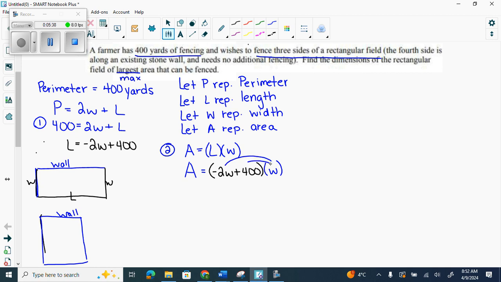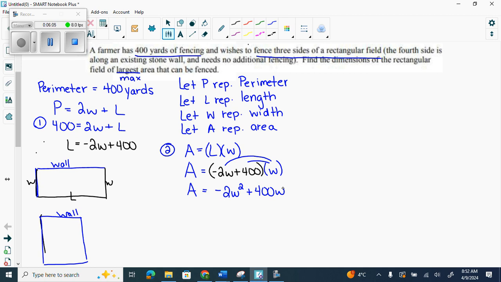Now, if you don't distribute, you're going to be doing the product rule with polynomials, which would take way longer. So I'm going to distribute, and I'm going to get area equals negative 2W squared plus 400W. Now, this is area, correct? To get the maximum area in grade 11, like I said, we would complete the square here, and poof, we have our area. In calculus, though, if we want a maximum, we have to find the what?